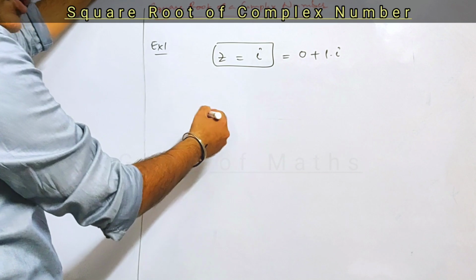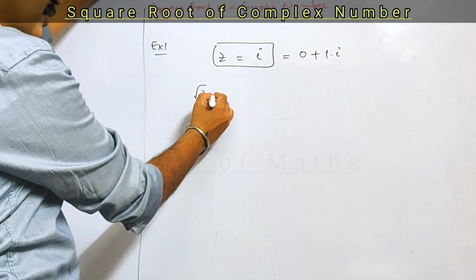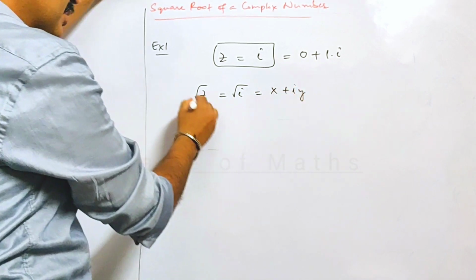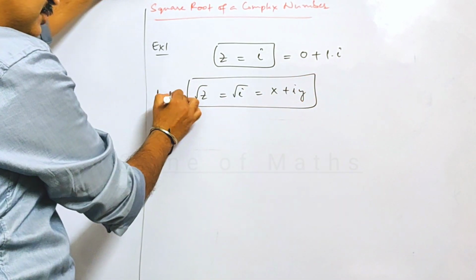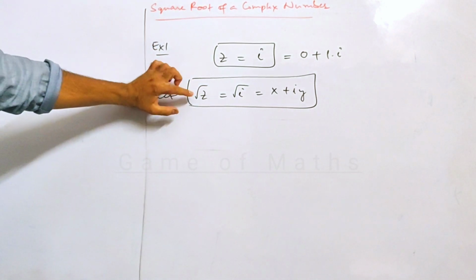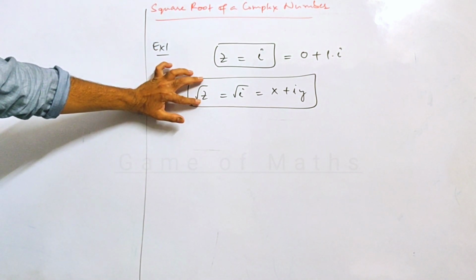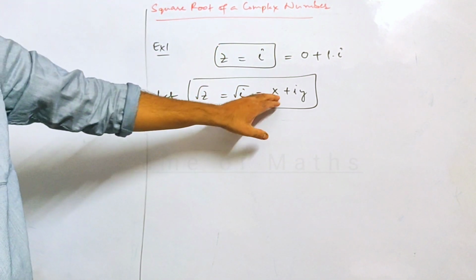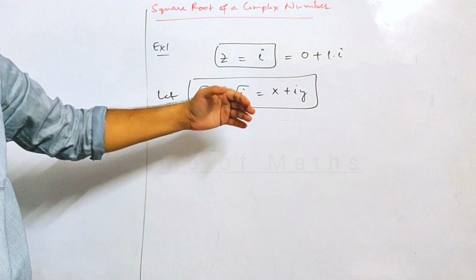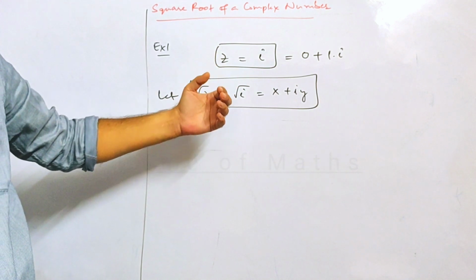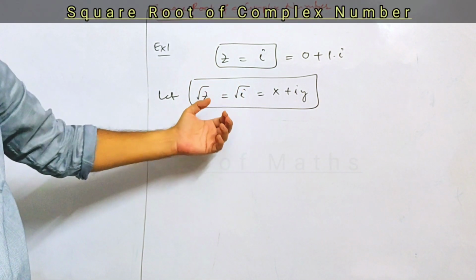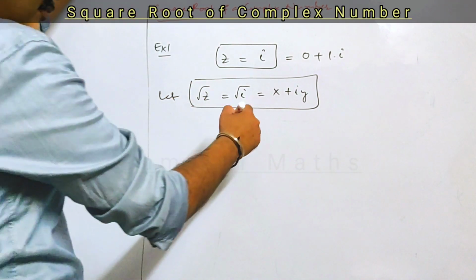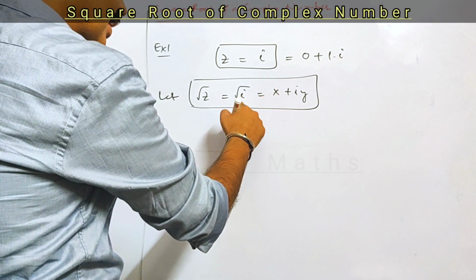Now we can assume the square root of z is equal to another complex number. So we are supposed to find the square root of z, and I have assumed the square root of this complex number is another complex number having x as a real part and y as an imaginary part. So we will try to find out the values of x and y, then we'll have the final square root as required. Now what we can do is square both sides of this equation.